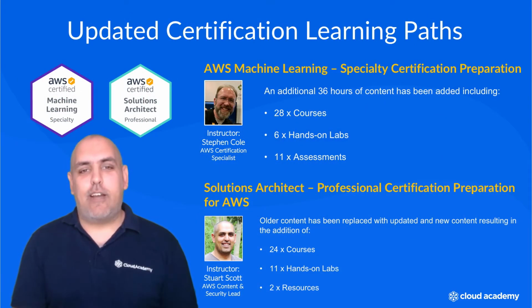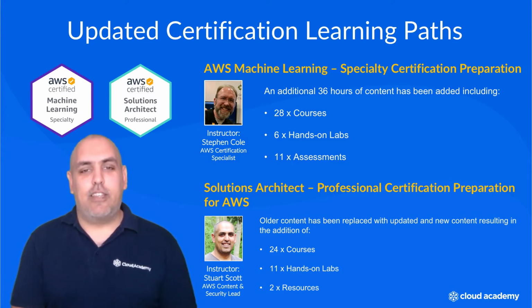I also want to point out that we have updated some of our other learning paths with updated content. Stephen Cole has expanded and performed a complete overhaul of our AWS Machine Learning Specialty Certification Preparation learning path, which is now out of preview. An additional 36 hours of content has been added, including 28 additional courses, 11 assessments, and 6 more labs. So if you're looking to study for the certification, we have you covered.